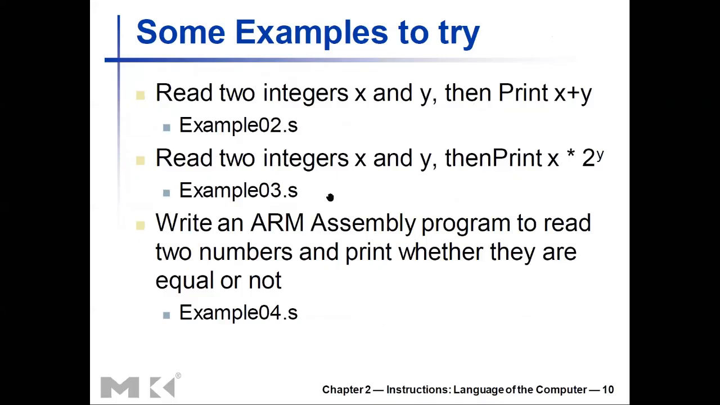Now here, if you look at the tutorial 4 files, you can see there are example skeleton codes given to you. Read two integers x and y, and then print the x plus y value to the standard output using printf. Then read two integers x and y, then print x into 2 to the power y. Here you can see how you can optimize that, since you are multiplying x with 2 to the power y. And then write an ARM assembly program to read two numbers and print whether they are equal or not. So those things you can do. Only the scanf and printf parts are new.